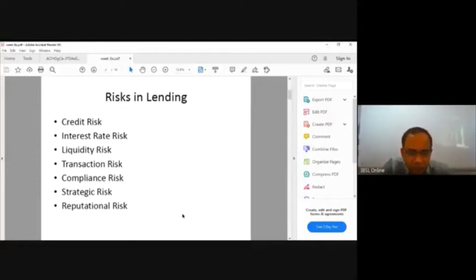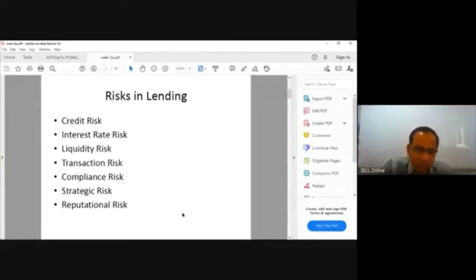The important risks, there are many others, but the important risks which we assess normally are the credit risk, interest rate risk, liquidity risk, transaction risk, compliance risk, strategic risk, and reputation risk. And it is not confined to these, there are other areas also. Right. Now, as I told you, we are not looking at the customer side of it, we are looking at the bank side of it and then assessing the risks, right?